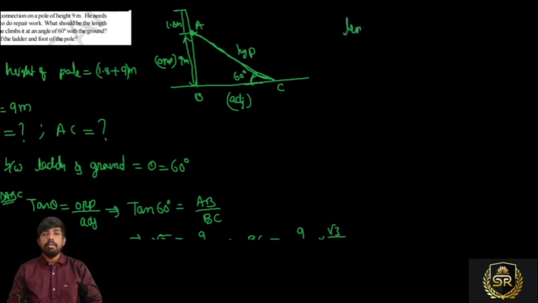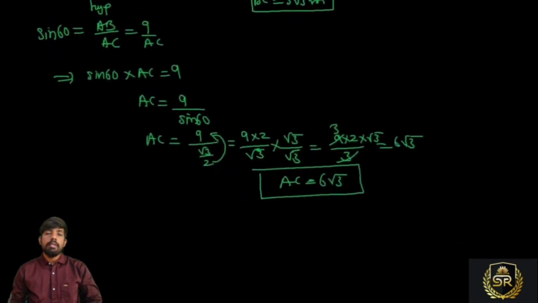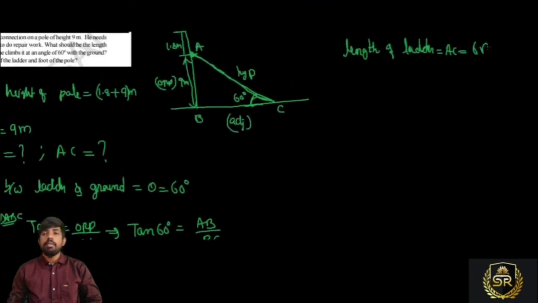Length of the ladder. AC is the length of the ladder, right? Length of ladder AC is equal to 6 root 3.